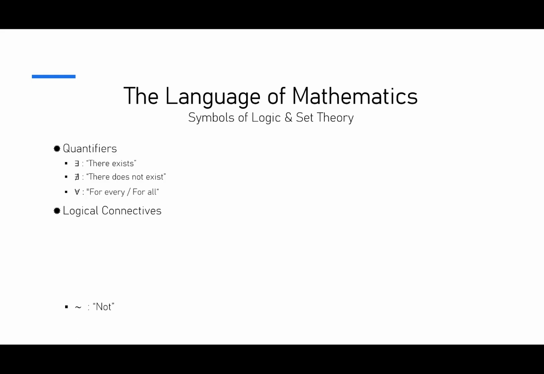Second, let's explore logical connectives. The tilde is not. It flips a statement's truth value. The upward-pointing wedge is and, requiring both statements to be true. The downward-pointing wedge is or, which is typically inclusive, meaning one or both statements must be true. For implications, we use the right-facing arrow to represent implies, stating that if the first statement is true, the second must follow. And for statements that are perfectly equivalent, we use the double-headed arrow for if and only if, showing a deep logical connection in both directions.